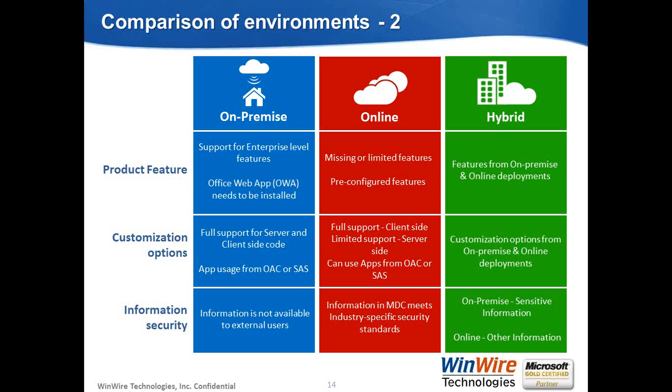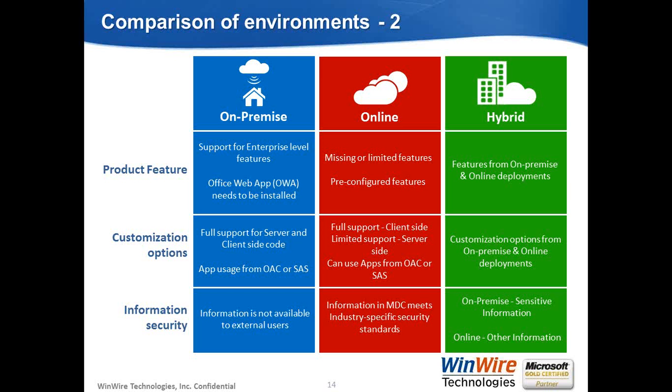So moving on to the product features. In this case, you get full support for enterprise-level features like Business Data Connectivity Services, or PerformancePoint for BI solutions, or the FAST Search Server. The Office Web Apps need to be installed. In the online space, some of these enterprise-level features are either missing or limited. What is missing is the PerformancePoint Service application. What's limited is the FAST Search capability plus the BCS capability.